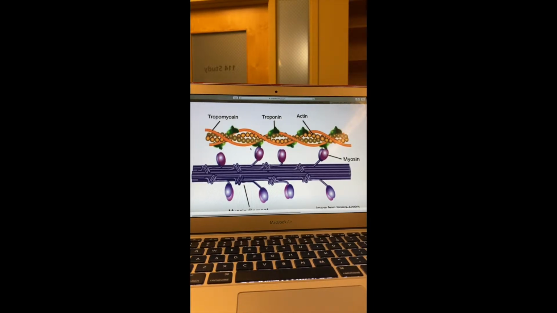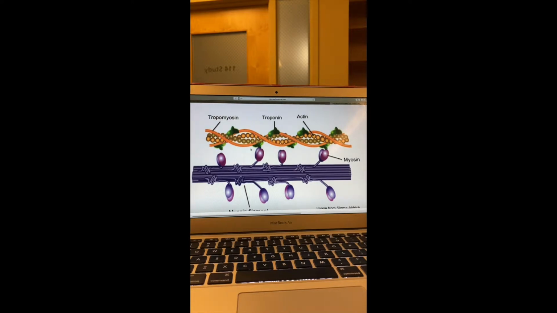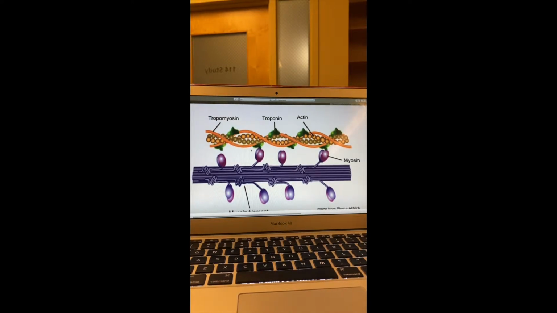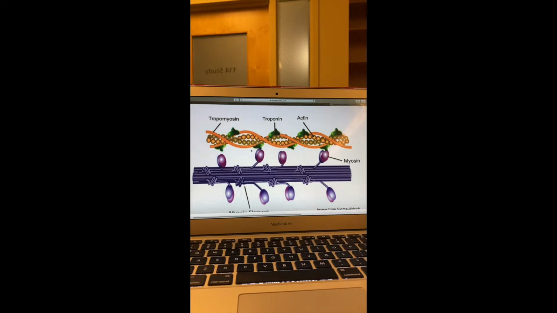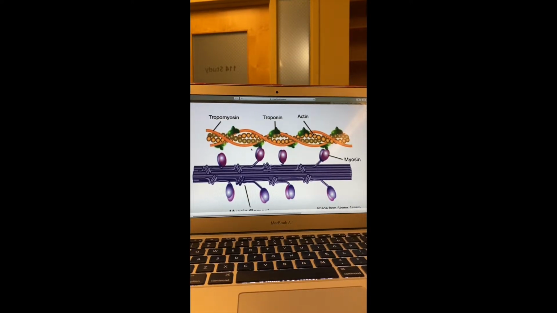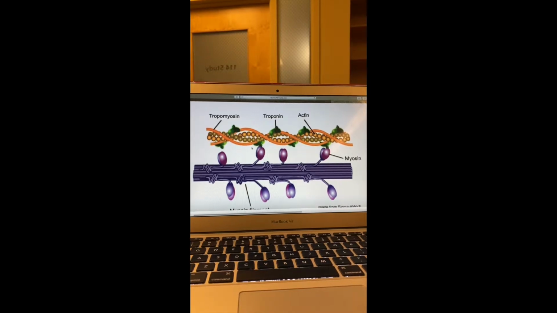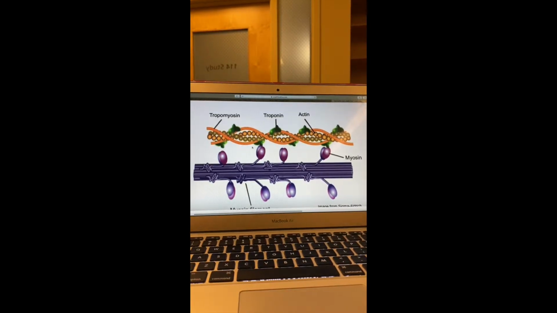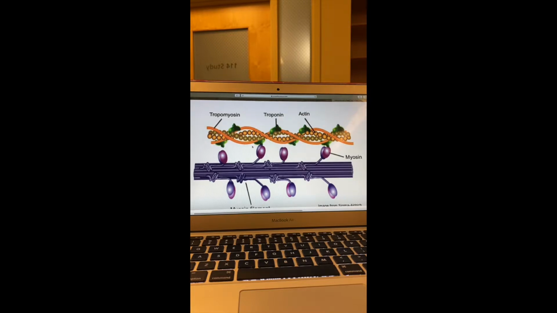The next one is troponin and tropomyosin, so these two right here. They are regulatory because troponin binds to calcium, which changes its shape and moves tropomyosin. The myosin binding site on the actin is exposed. This change allows for contraction. And also calcium is another regulatory one, and that binds right there and does the exact same thing as troponin.